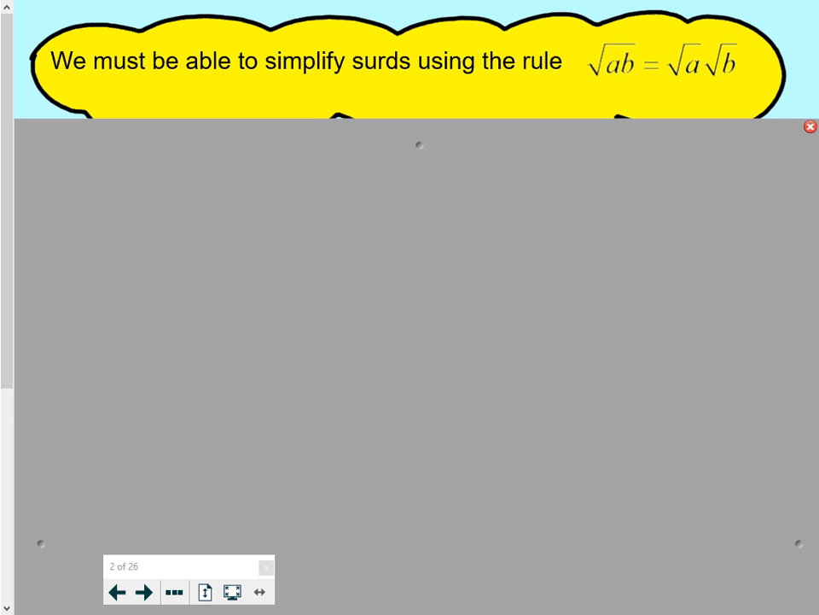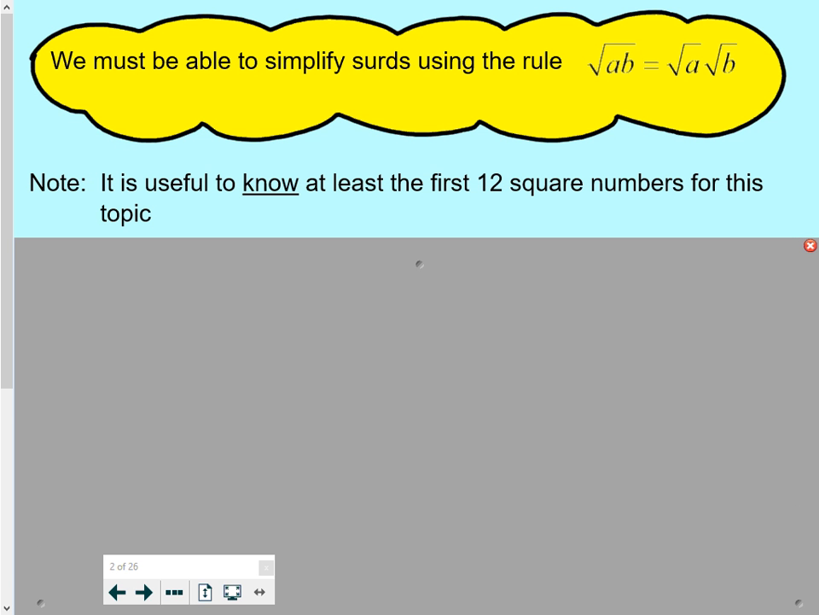First part of Surds, we're going to look at simplifying them. Now, to be able to simplify Surds, the important part is knowing your squared numbers.